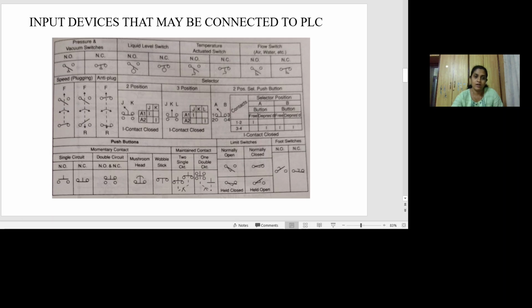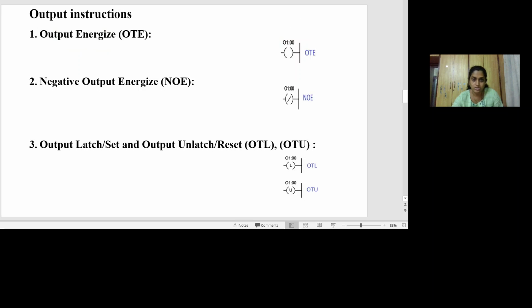So I think I have cleared the doubt between what a switch and what a contact is. Switch is different and contact is different. Switch is an external device which is connected, whereas the contact is how switches are represented in a ladder diagram, as contacts. I think it's clear. And next, we'll move on to the output instructions.